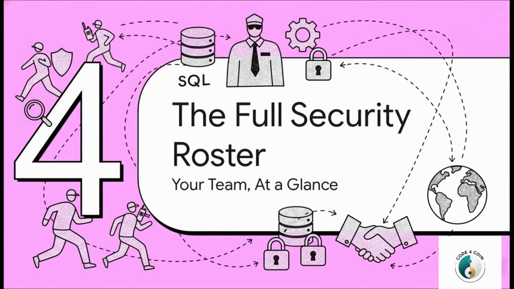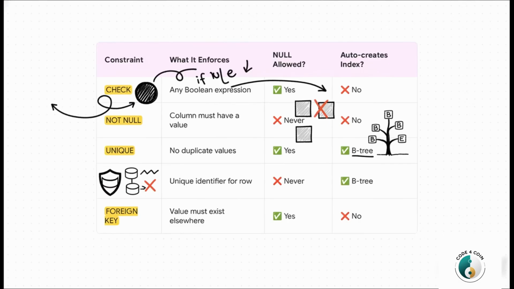All right, we've met the whole team now, from the basic patrol on the ground all the way up to the head of security and our diplomatic liaison. So let's get everyone together for one final review. Okay, let's put it all together in a final cheat sheet. The check guard enforces any rule you can think of, but it will let nulls sneak past. Not null is super simple, no empty values, ever.